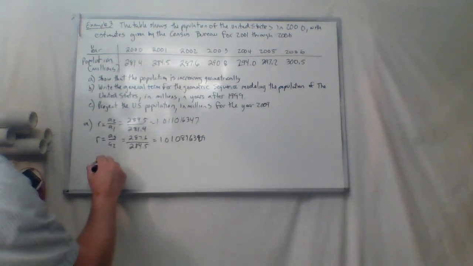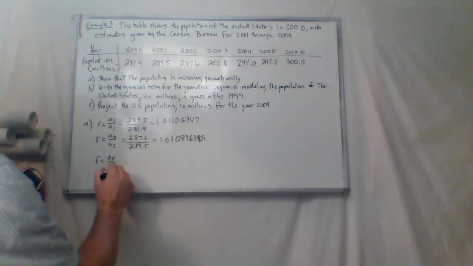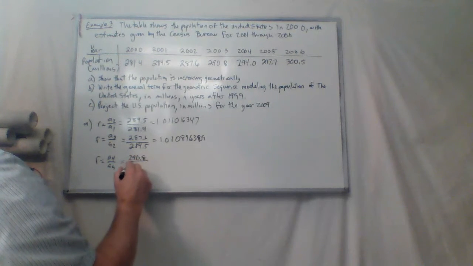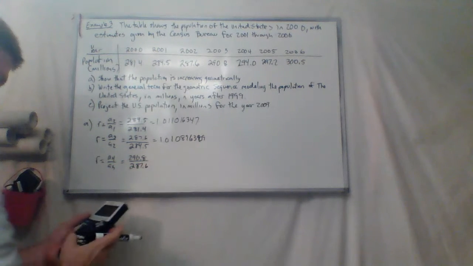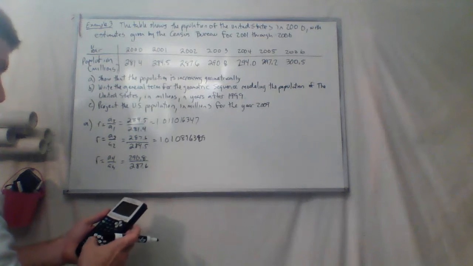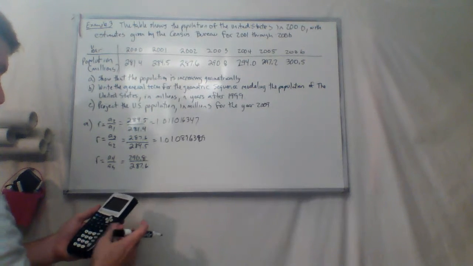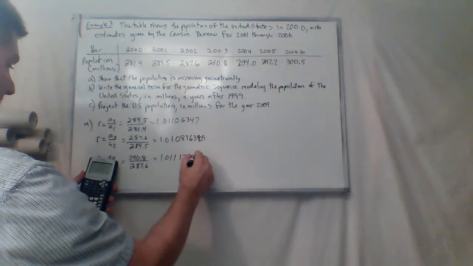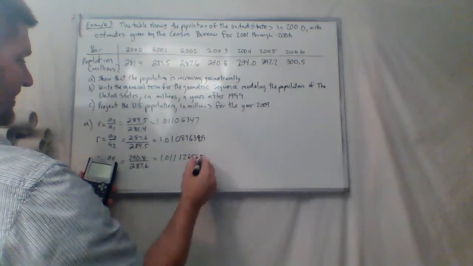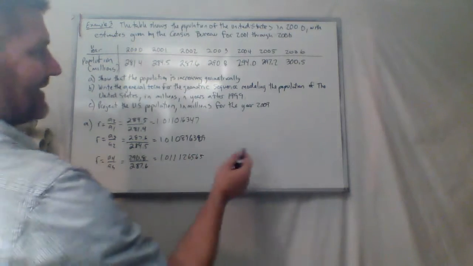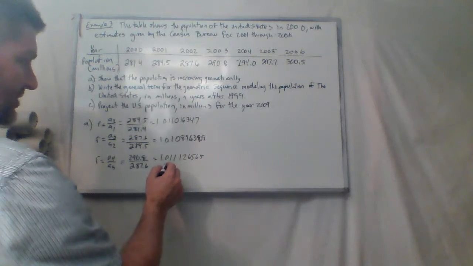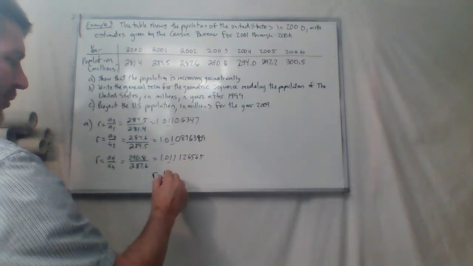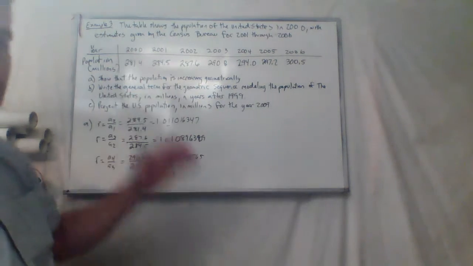And let's just do the next one, A4 over A3. Your fourth term divided by the third. So that's 290.8 divided by 287.6, and I got 1.011126565. So obviously they're not going to be exactly the same. But if we went to the hundredths spot, we'll count r as really 1.01. That will really help us figure out the rest.